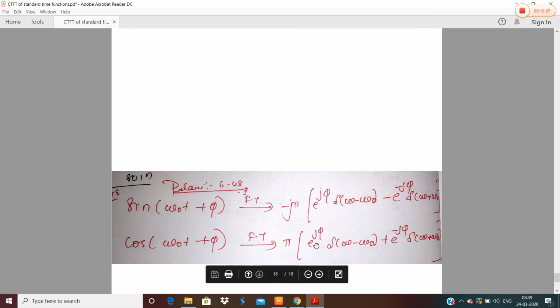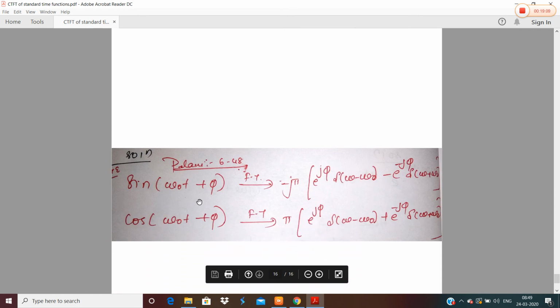And this is the sine as well as the cosine functions with a phase shift. It is of the form minus j pi e raised to j phi delta of omega minus omega naught minus e raised to minus j phi delta of omega plus omega naught. And cos omega naught t plus phi is pi into e raised to j phi delta of omega minus omega naught plus e raised to minus j phi delta of omega plus omega naught.